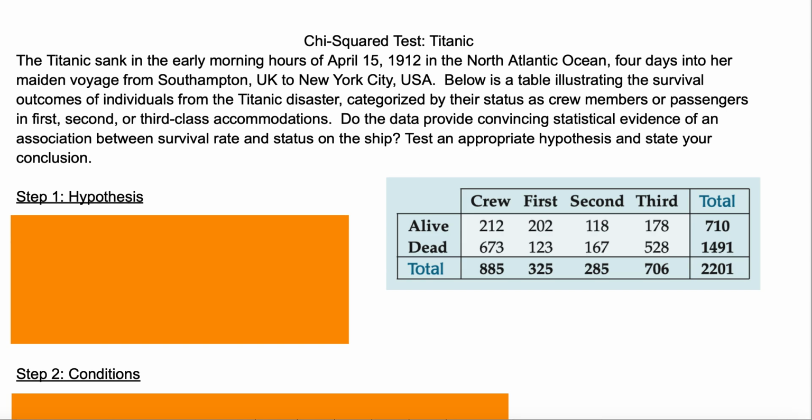The Titanic sank in the early morning hours of April 15, 1912, in the North Atlantic Ocean, 4 days into her maiden voyage from Southampton, UK to New York City, United States. Below is a table illustrating the survival outcomes of individuals from the Titanic disaster, categorized by their status as crew members or passengers in first, second, or third class accommodations. Do the data provide convincing statistical evidence of an association between survival rate and status on the ship? Test an appropriate hypothesis and state your conclusion.